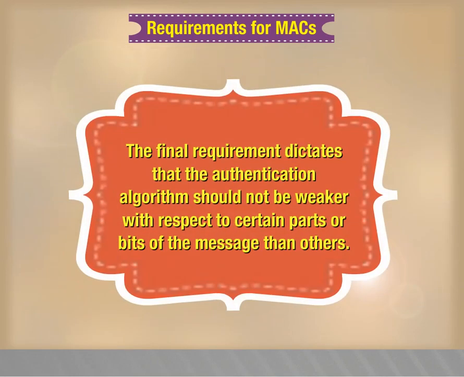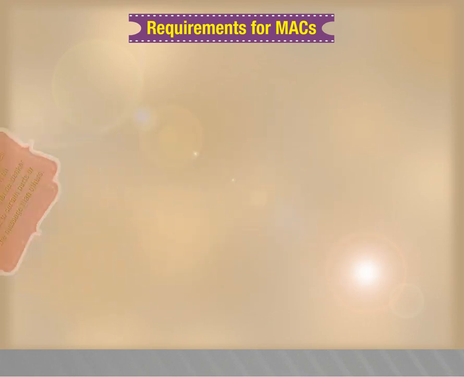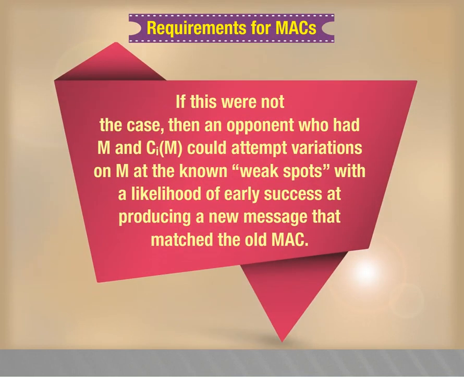The final requirement dictates that the authentication algorithm should not be weaker with respect to certain parts or bits of the message than others. If this were not the case, then an opponent who had M and Ck of M could attempt variations on M at the known weak spots with a likelihood of early success at producing a new message that matched the old MAC.